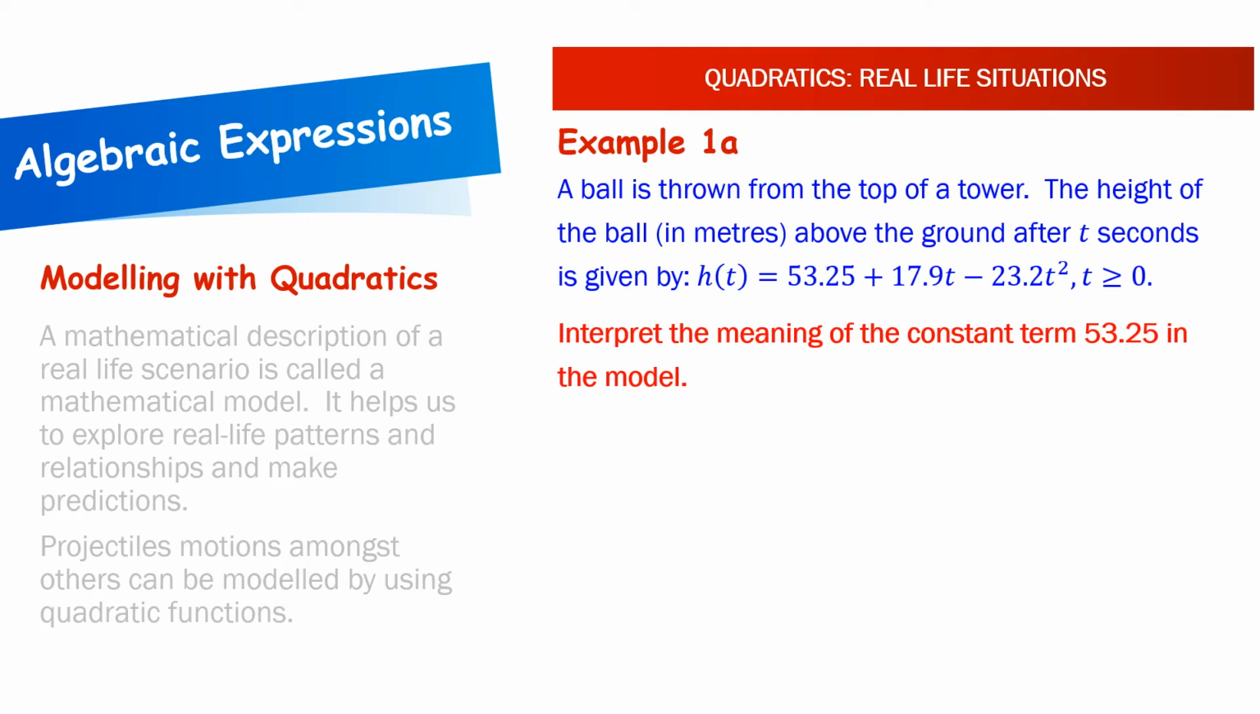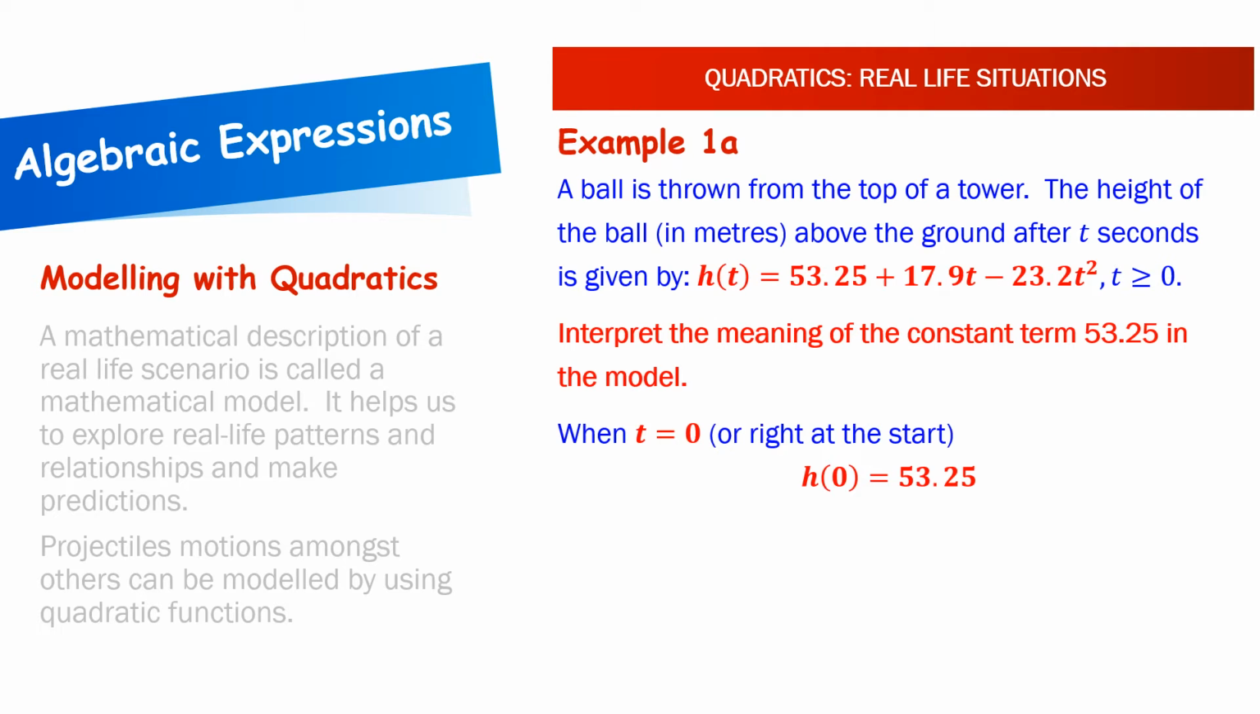Now example 1 part A asks you to interpret the meaning of the constant term 53.25 in the model. When t is equal to 0, or right at the very start, h of 0 equals 53.25 because the other terms disappear. Therefore the height of the tower is 53.25 meters.